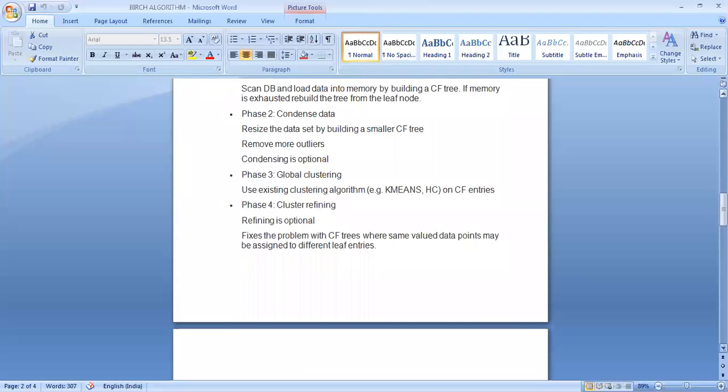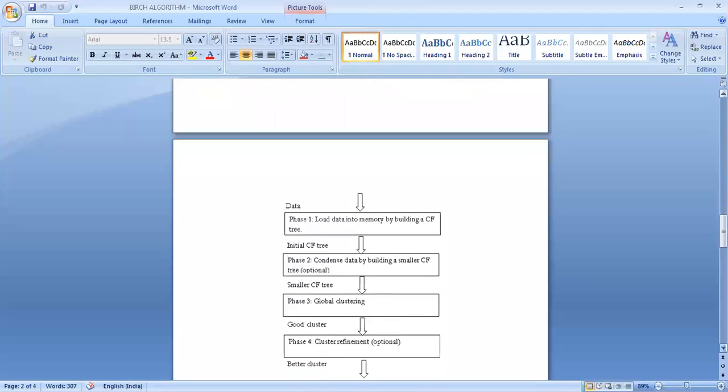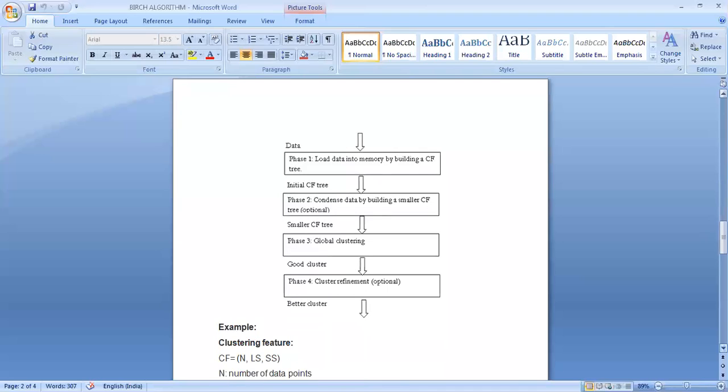This is shown in the next figure, where the four phases are represented in a block diagram. This is the same thing that I have already told you. First, we upload the data. Second, we condense our data. In the third phase, some clustering algorithm is used to create the clusters at the leaf nodes. And in the final phase, clusters are refined for putting similar kinds of data into different clusters.